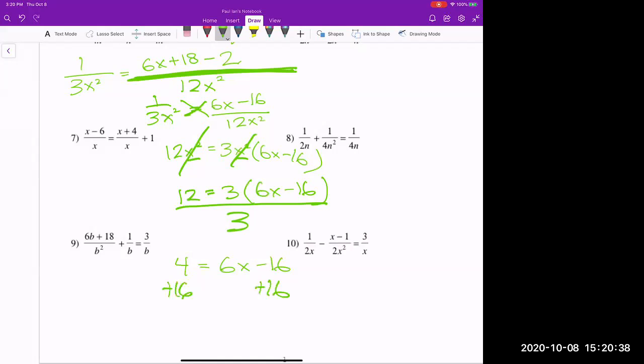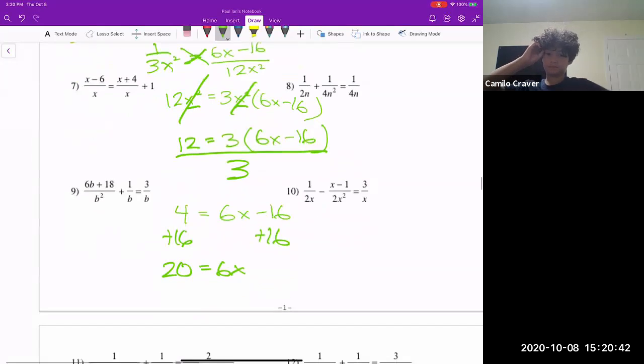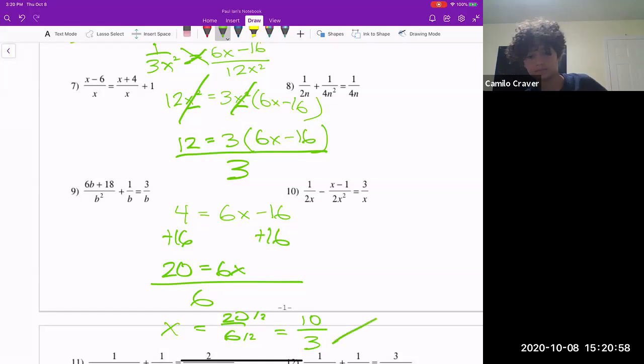Now this is the one that we're used to, right? Yeah. And then you divide by? 6. Yeah. And then you simplify the fraction. So 20 over 6. You divide this by 2, divide this by 2. That's 10 over 3, right? Yeah. So that's it.